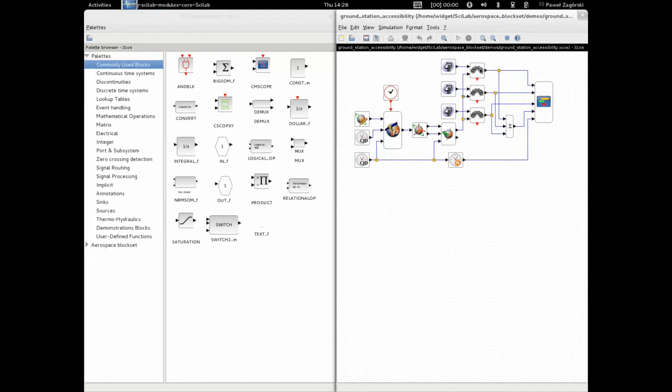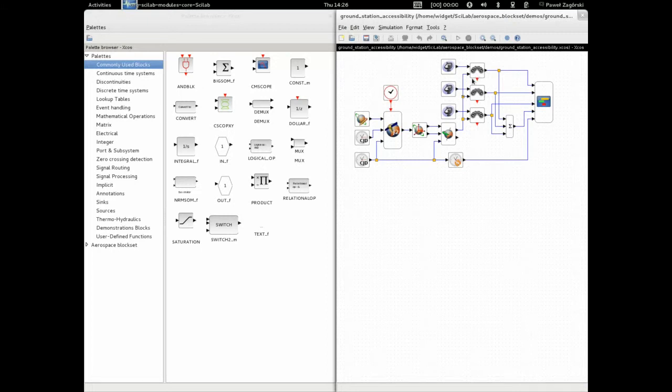Those station visibility blocks give 2 kinds of outputs. The first one is a simple 0 or 1 output. 0 means the satellite is not visible, and 1 means it's visible. And the second output is an event output.